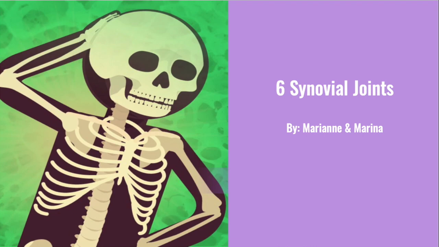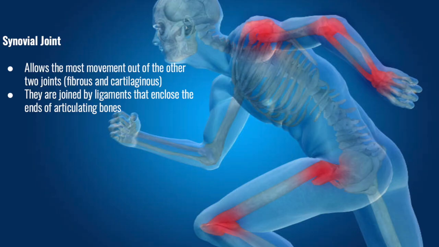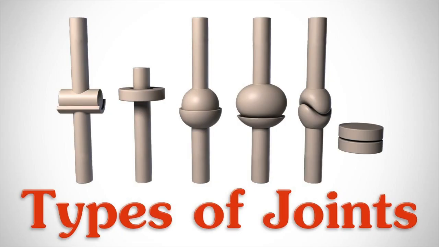Synovial joints. The synovial joint allows the most movement out of the other two joints, fibrous and cartilaginous. They are joined by ligaments that enclose the ends of articulating bones. Types of joints.